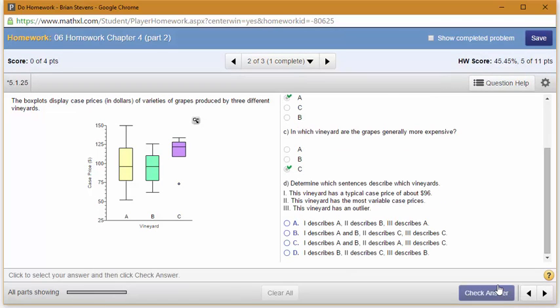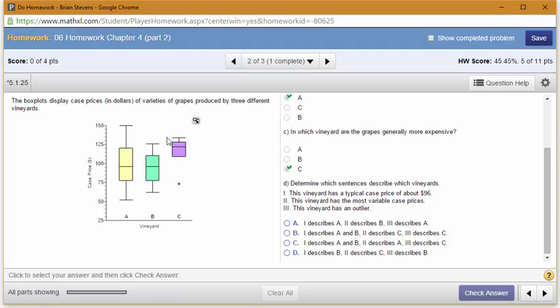Last part. Determine which sentences describe which vineyards. This vineyard has a typical case price of about 96. Well, 96 is in here, so that is A or B. This vineyard has the most variable case prices. That is definitely A. Has to be A right here. This is the most variation.